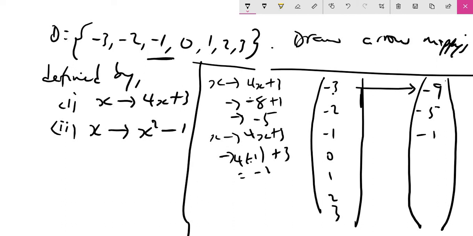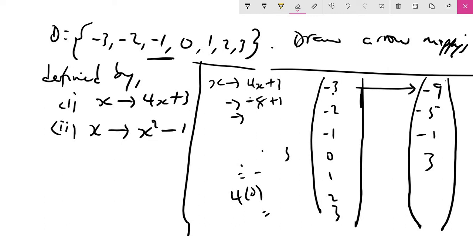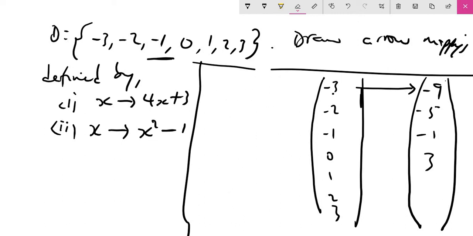Now 0. So when we put 4 times 0 plus 3, this gives 3. So 0 gives 3. And that's how you basically just do the rest. So you see that it's not that hard now, is it?